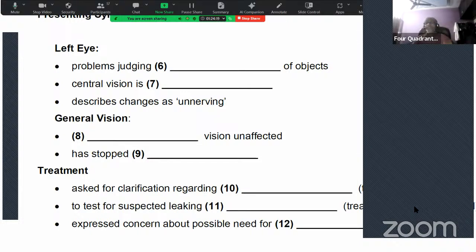Central vision is affected. Central vision is blurry. Central vision is decreased. Central vision is average. Central vision is perfect. Central vision is deteriorated, declined, diminished, poor. Central vision is below average, above average. Whatever you want to write. Okay, right? That's it. Next one.